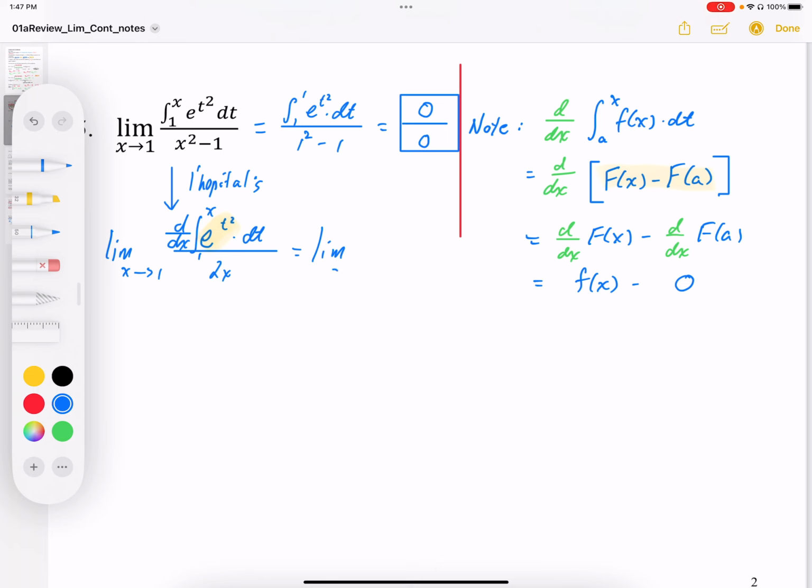So I get the limit as x approaches 1, and that's going to just end up being e to the x squared, and I end up with 2x in the denominator. Well, I can evaluate that limit. When I put 1 into x, I'm going to get e to the 1 in the numerator. In the denominator, I'm just going to get 2 times 1, which is 2. So this represents the limit of that expression as x goes to 1.